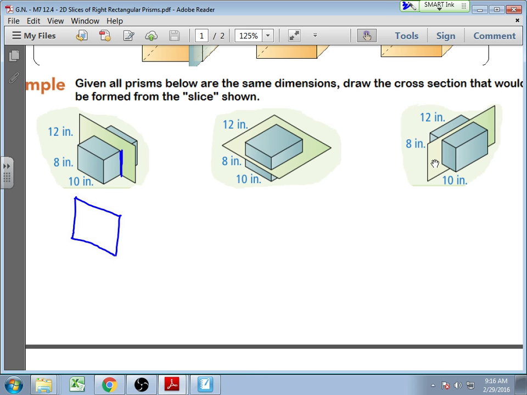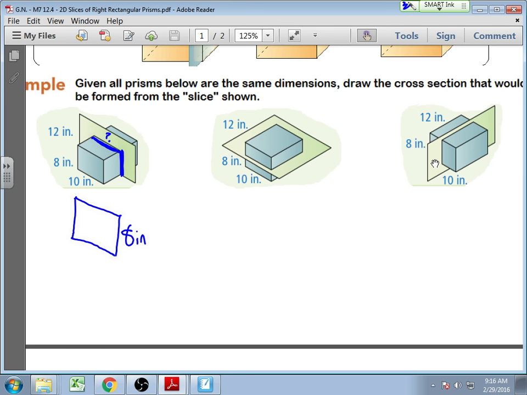Well, what would this edge on the right here measure? Well, what were all the heights of the edges there? Well, how tall is that prism? 8, right? So this will be 8 inches tall. How wide is the prism? 10, right? Now wait, where's that 12 go to?